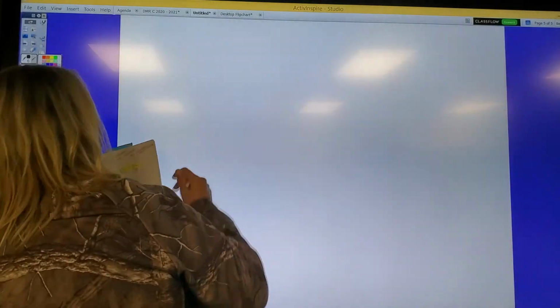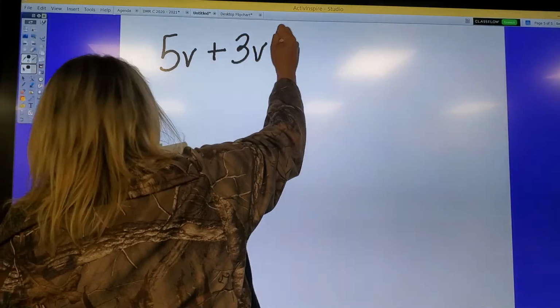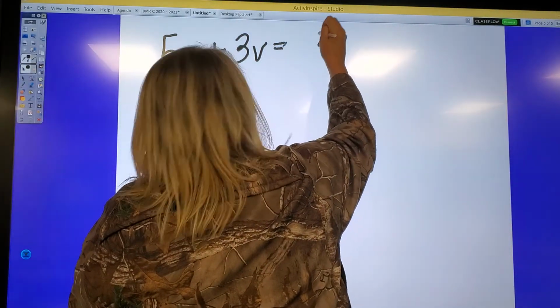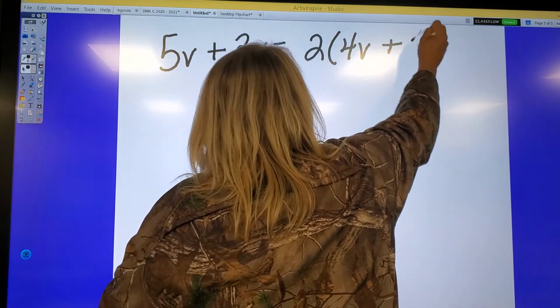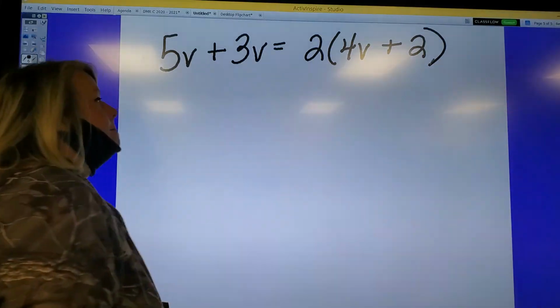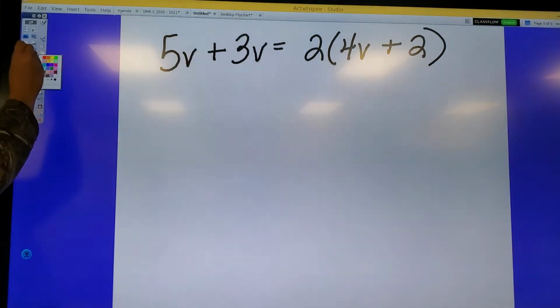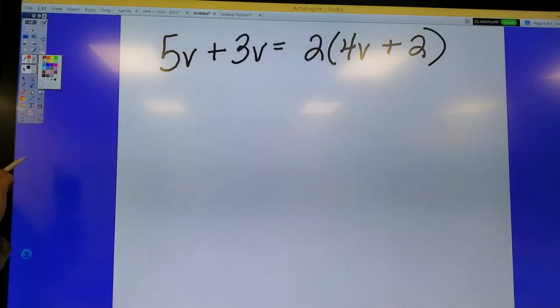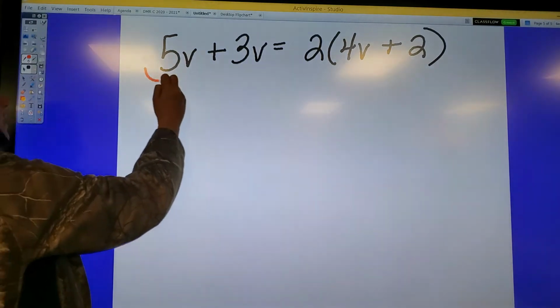Another one. How about you have 5v plus 3v equals 2 parentheses 4v plus 2. Alright, so one thing that I notice about this equation is that I have parentheses over there on the right. That means I need to distribute on the right. But what can I do on my left-hand side? Add the 5 and 3. Good, I can combine like terms here.